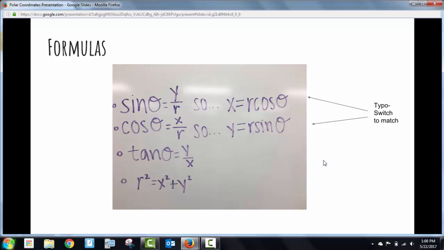The formulas we use for polar coordinates are shown below. There's a typo in that part, so just match cosine with cosine and sine with sine. Sine of theta equals y over r, so y equals r times sine of theta, and cosine of theta equals x over r, so x equals r times cosine of theta. Also, tangent of theta equals y over x, and r squared equals x squared plus y squared.